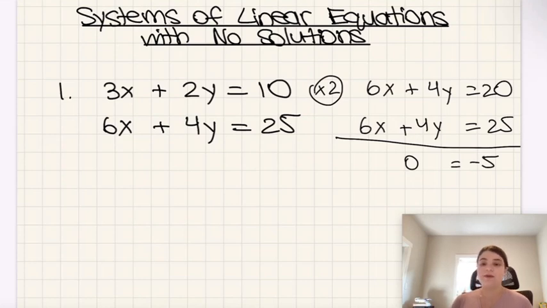How else could we do it? We could also use substitution. I wouldn't recommend that with this particular problem, though. It would take a lot longer, but that is another way we could do it. And if we were to do that, we would also end up with some nonsense at the end, like 0 equals negative 5, or something else that is equally untrue.